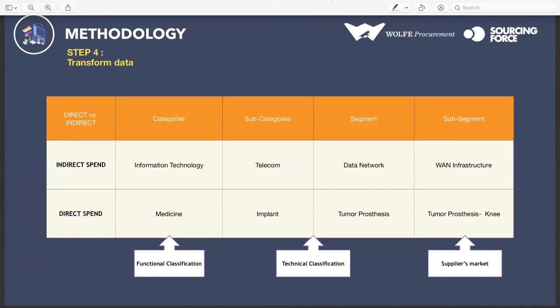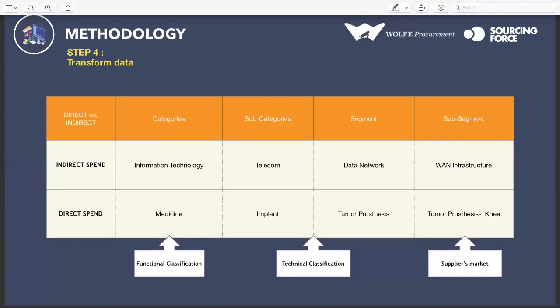Step 4, transforming your data. Generally speaking, most organizations divide their spend or even their procurement function within 2 functional categories: indirect spend versus direct spend. Indirect spend being non-manufactured products. They are acquired for internal use, and direct spend being manufactured or a direct input into your business.